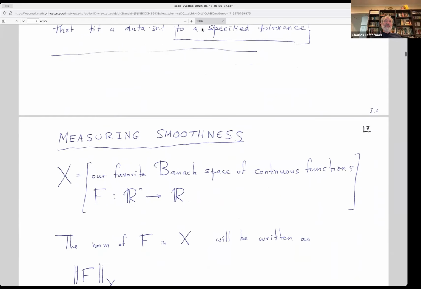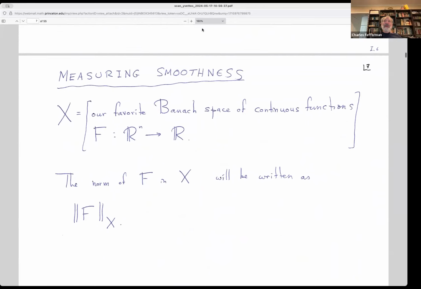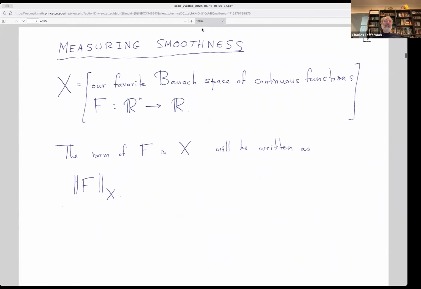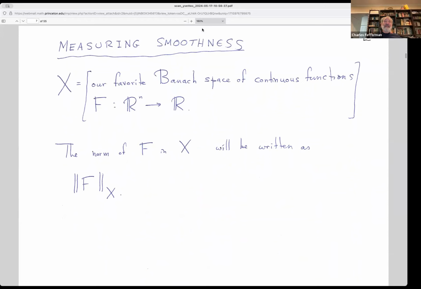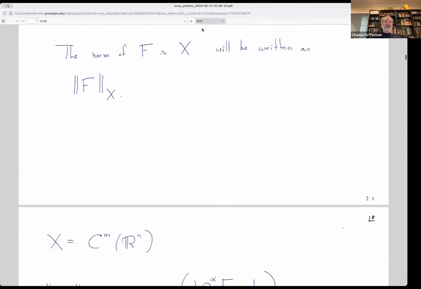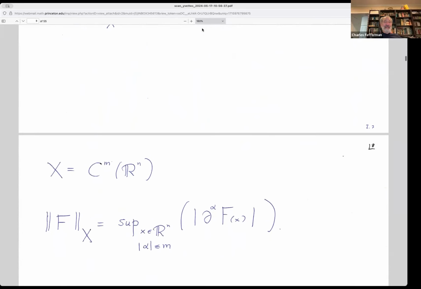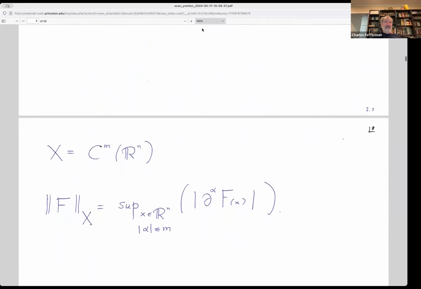We want smooth functions and we want as smooth as possible. So what does that mean? Well, let's say X is going to be our favorite Banach space of continuous functions from Rn to the reals. And the norm of a function in X is going to be written as shown on the slide with a subscript X. In this talk, I'm just going to consider two function spaces. I think there's one other that I've thought about, but let's stick to these two.